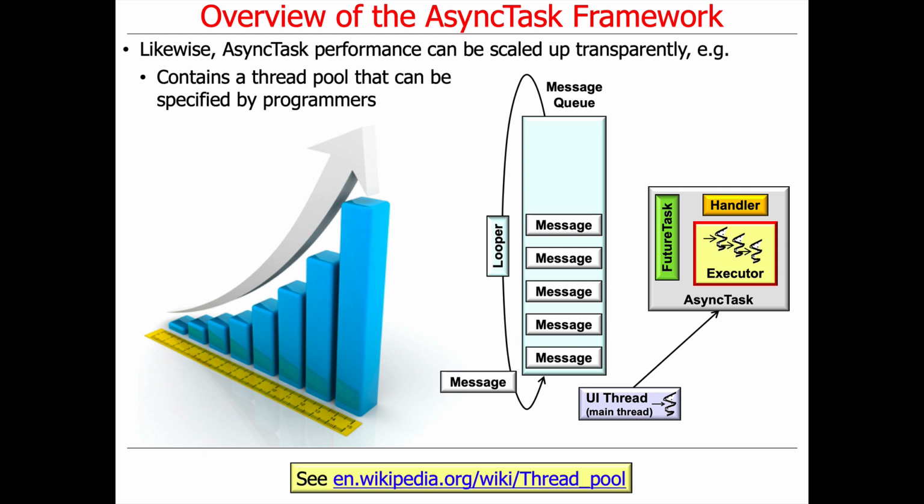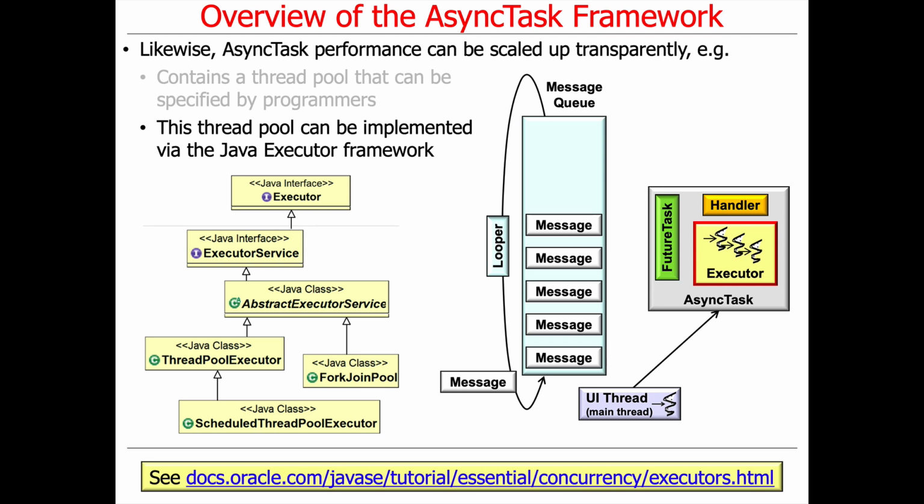Another cool thing about the AsyncTask framework is you can scale up its performance transparently. That's because under the hood, it contains a pool of threads that can be specified by programmers. You can either use what comes out of the box via various policies you can give it in a black box-like way, or you can explicitly give it the thread pool that you want it to use. Not surprisingly, this thread pool can be implemented using the Java Executor framework.